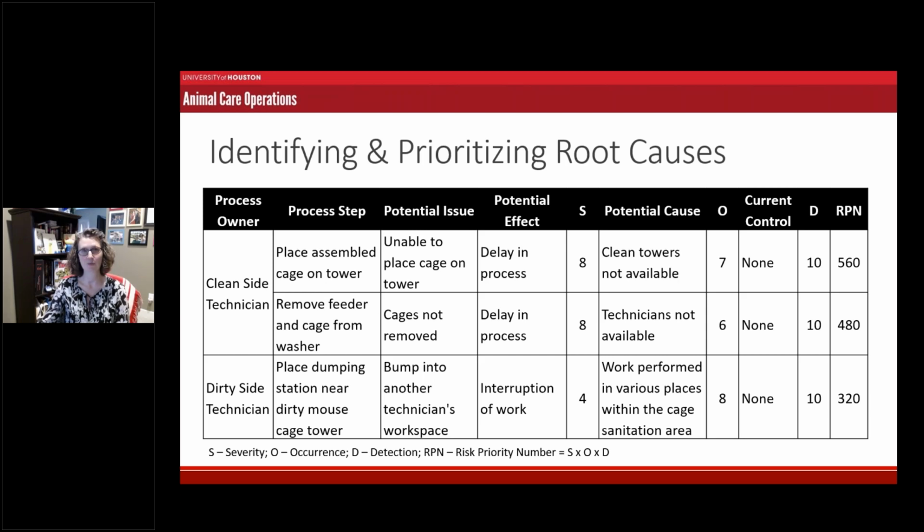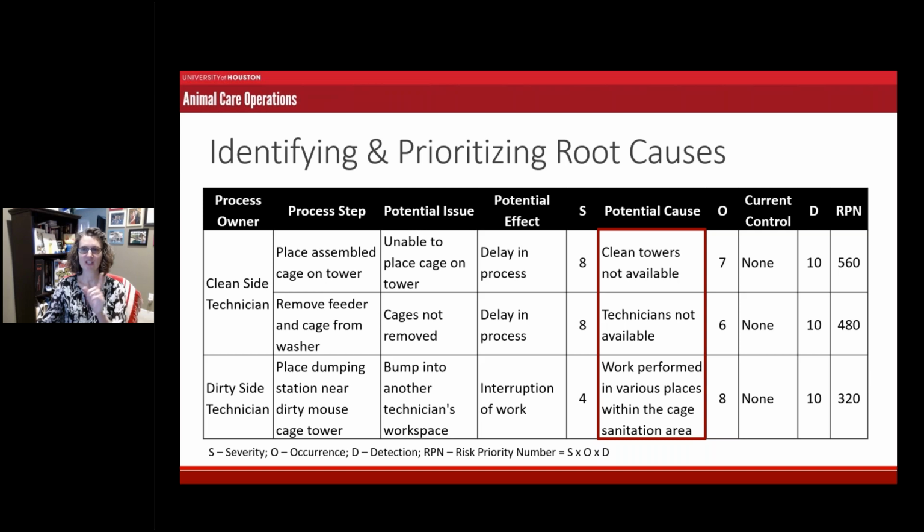And that can interrupt work because if you dump something over, it's got to be cleaned up. And so the idea is that a potential cause is that work is really being performed at various places, and there's not really designated places for these to happen. So we're going to have these small little accidents from time to time. And so all of these together become the focus of this project going forward. And so I'm going to move you through each of these causes of the problem and how we address them.